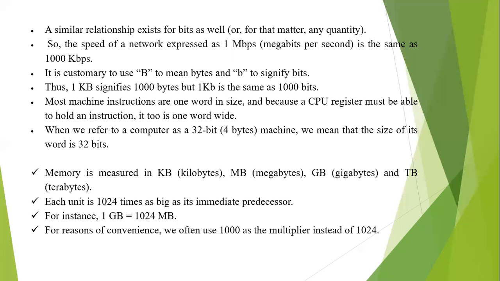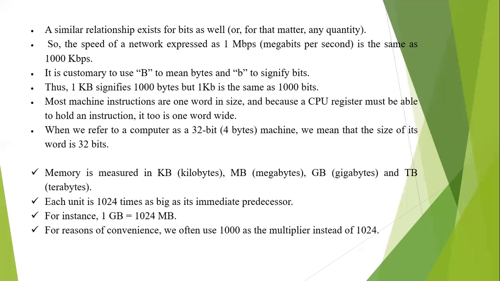Memory is measured in kilobytes, megabytes, gigabytes, and terabytes. Each unit is 1024 times as big as its immediate predecessor. For example, 1 GB is equal to 1024 MB. For reasons of convenience, we often use 1000 as the multiplier instead of 1024. One more important thing is 1K. K means 1000, but here it is not exactly 1000. Here it is equal to 1024, because memory is always in terms of powers of 2.